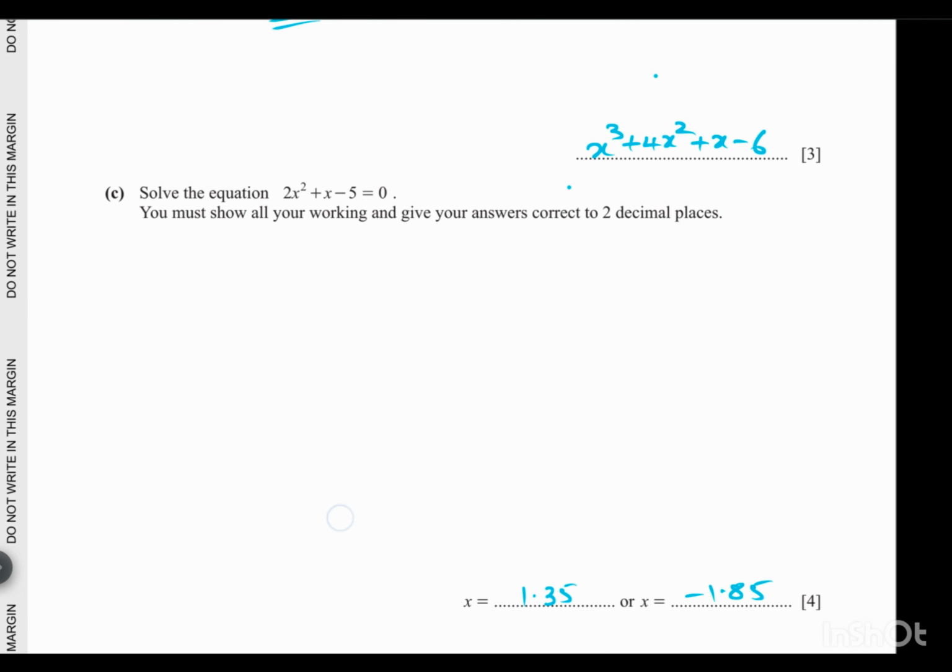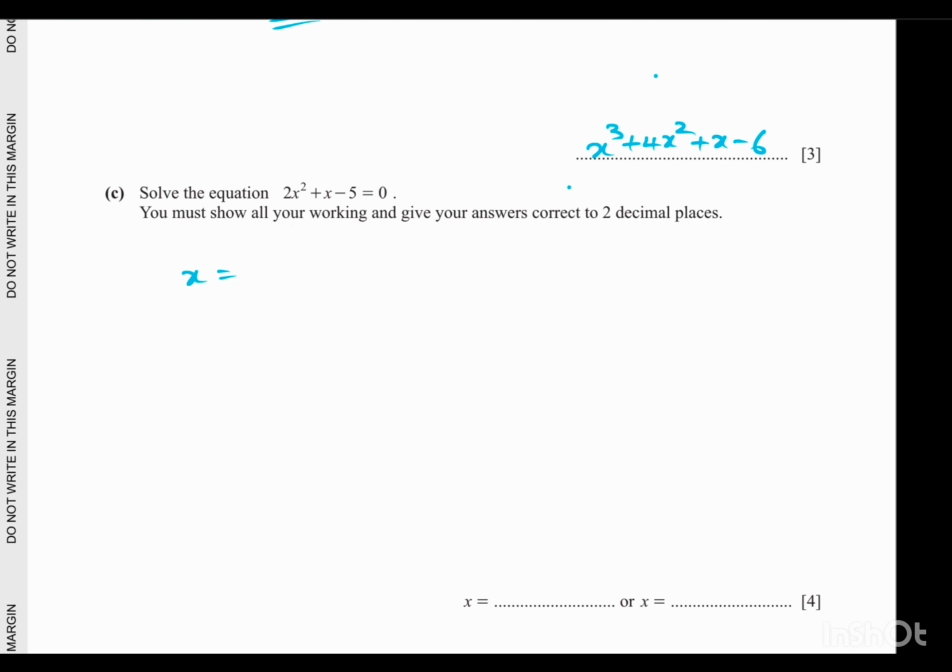Question C. Solve the equation 2x square plus x minus 5. You must show all your working and give your answer correctly to 2 decimal places. So here 2 into 5 minus 5 is minus 10 and the middle term coefficient is 1. But there is no possibility of splitting the middle term and finding the answer. So we have to use here the quadratic formula, that is minus b plus or minus square root of b square minus 4ac by 2a.